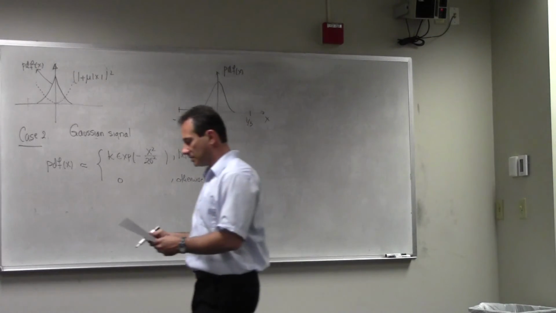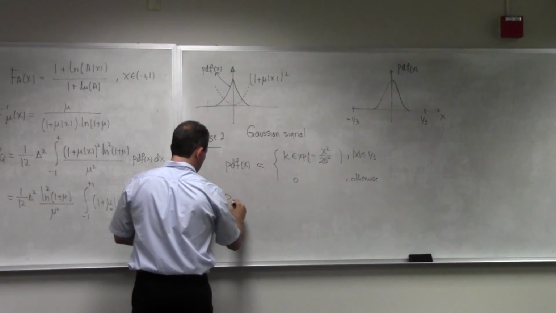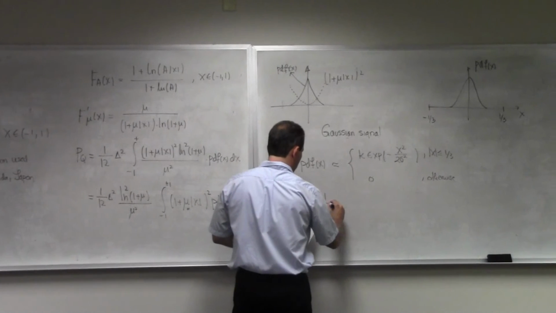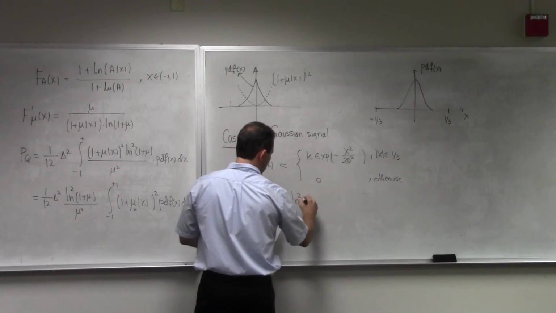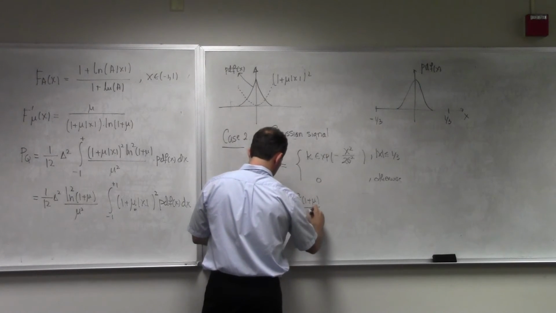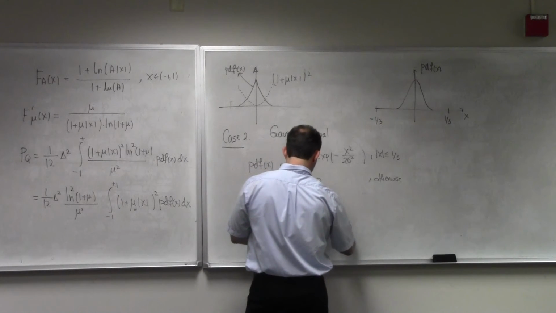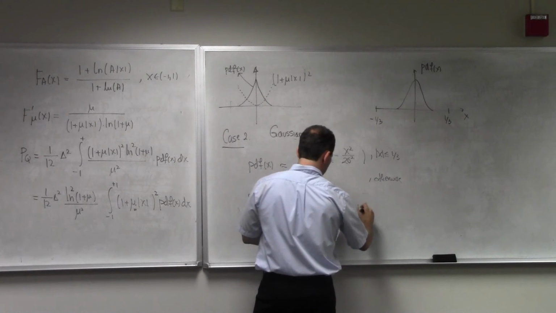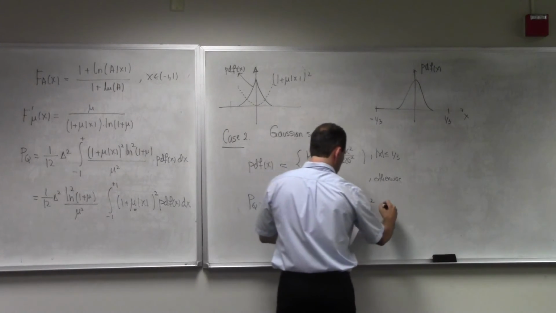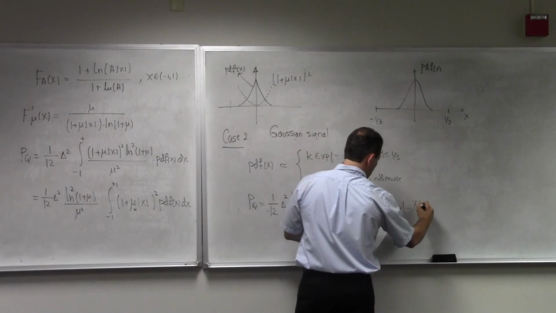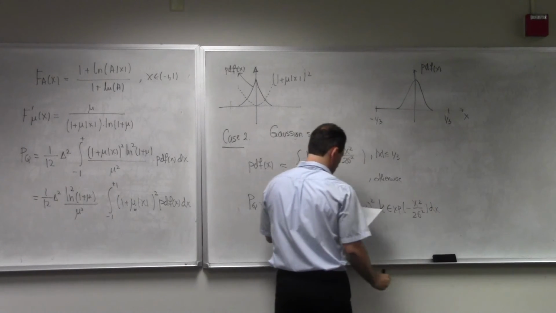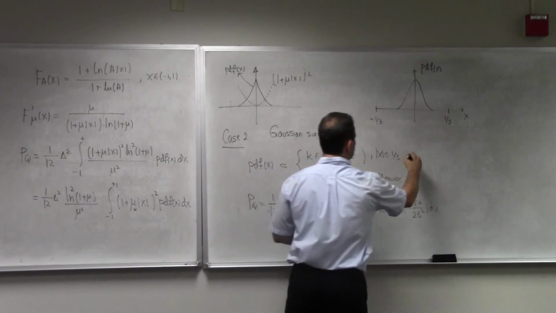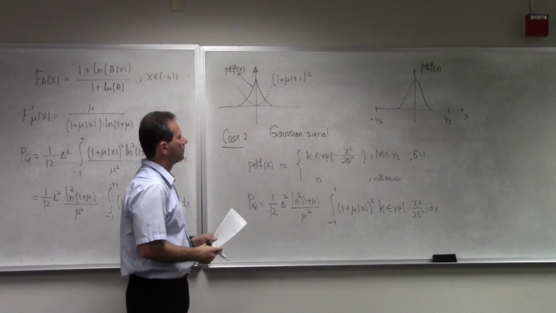The way you work with that is you look at the power of the quantization noise. And this is going to be based on this general expression here. It's going to be 1/12 delta squared ln squared of 1 plus mu over mu squared, integral from minus 1 to 1, of 1 plus mu x squared times k e to the minus x squared over 2 sigma squared dx. And I assume here that sigma is equal to 1. So that's how this looks.